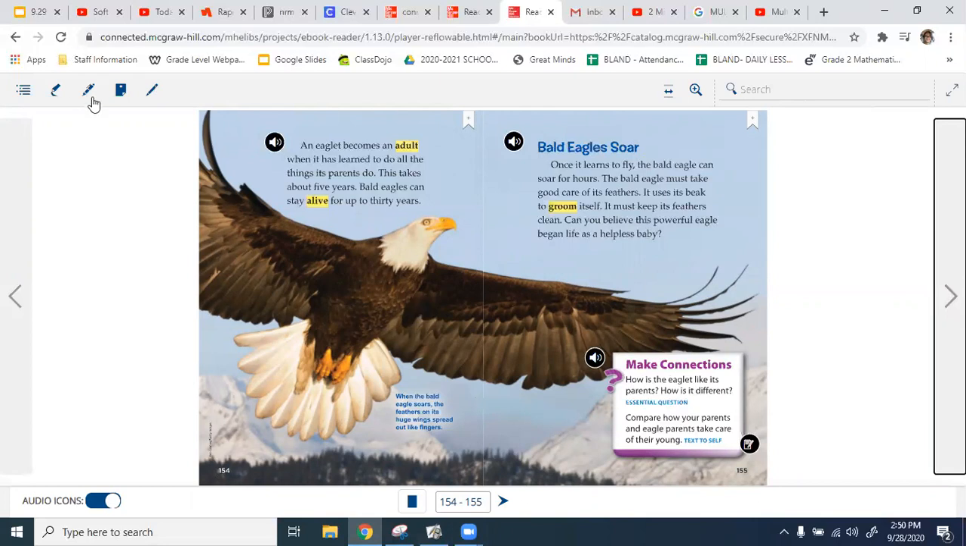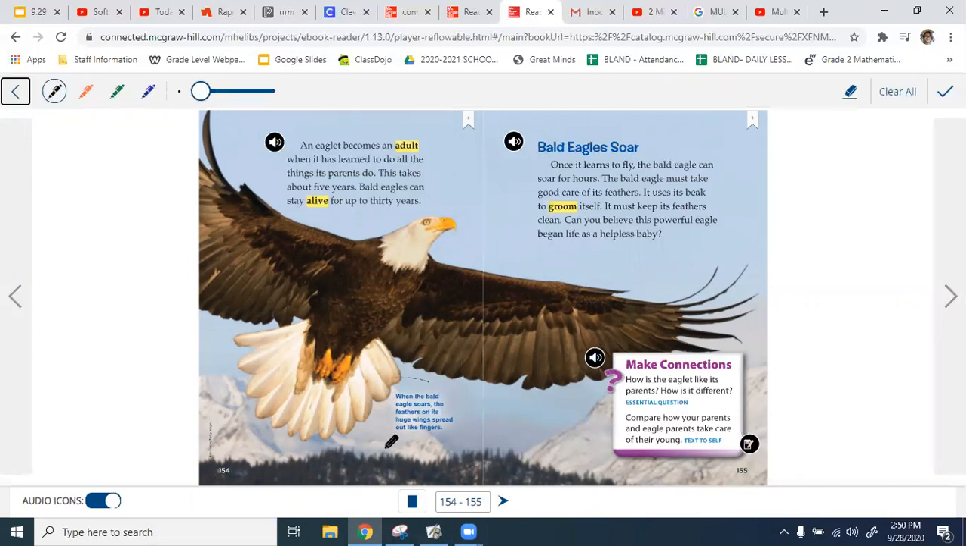So here's the caption. This is the caption it's talking about. What did we learn about the feathers from this caption? It says, when the bald eagle soars, the feathers on its huge wings spread out like fingers. I think that's something I learned about his feathers that I might not have known, that those wings on his feathers spread out like fingers. So they spread out like fingers. That's a great answer. I'd make sure that I get that down.